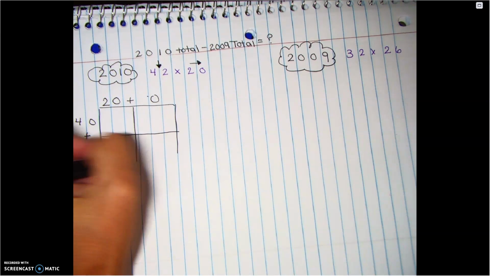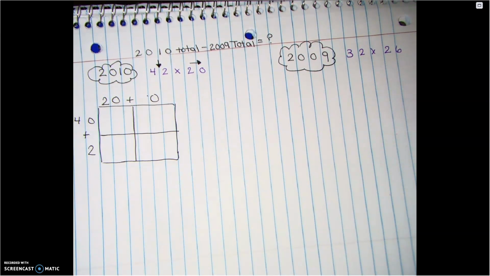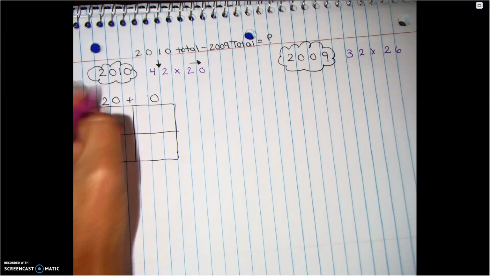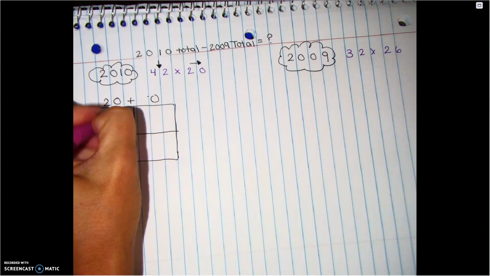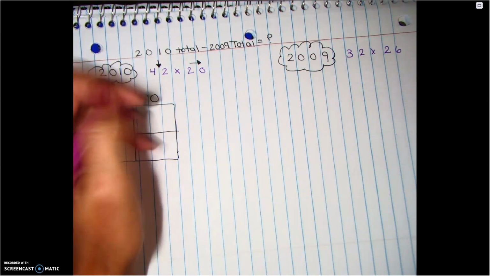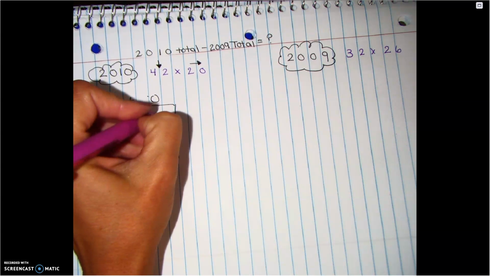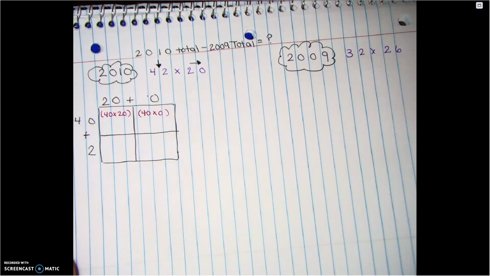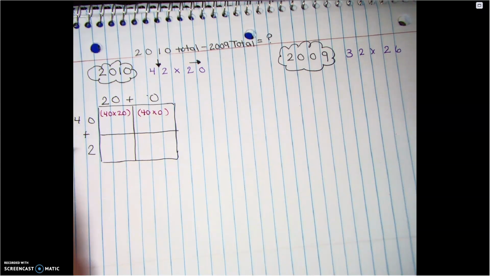Now this is something that some of you have not been doing, and I really would like you to do this. This is one of my requirements. I want you to write the problem in here. 40 times 20, and then 40 times 0. This is going to help make sure that we don't make mistakes like forget a 0 or multiply the wrong thing.